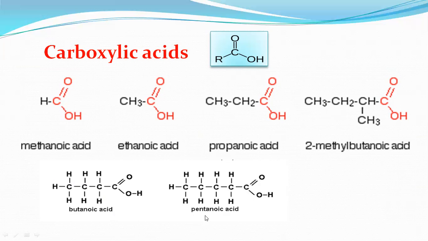See this, pentanoic acid, which contains 5 carbon atoms with the carboxylic group. Always the carboxylic group is present at the terminal position. So you have to start numbering from this, counting this as carbon number 1, the carboxylic carbon atom in the chain. So this is for the carboxylic acids.